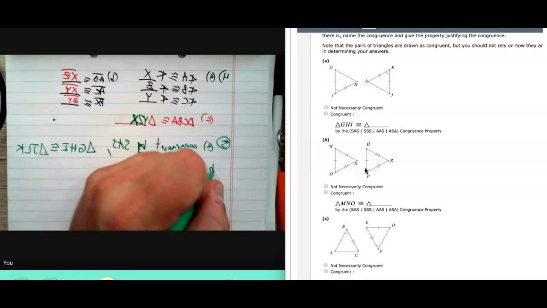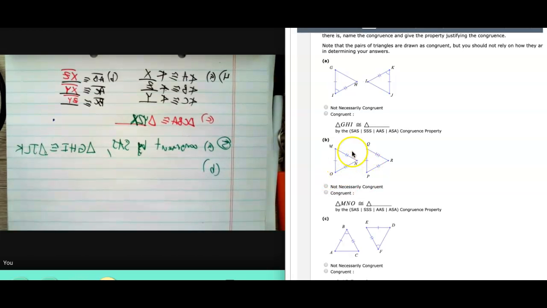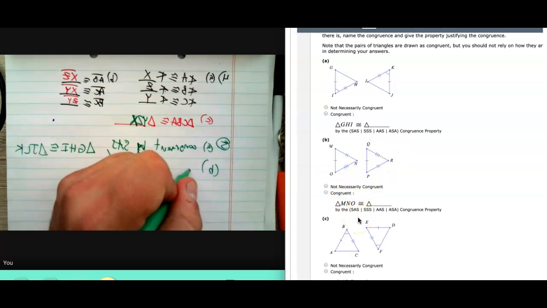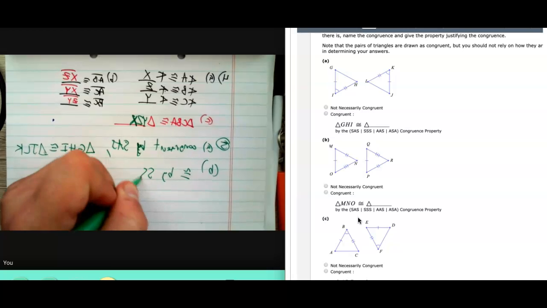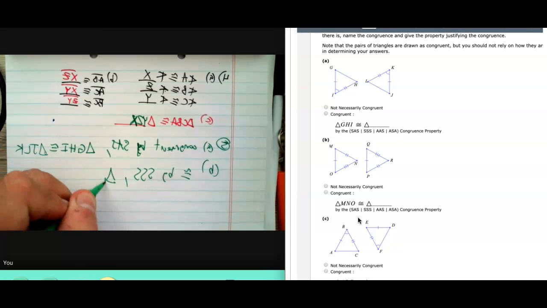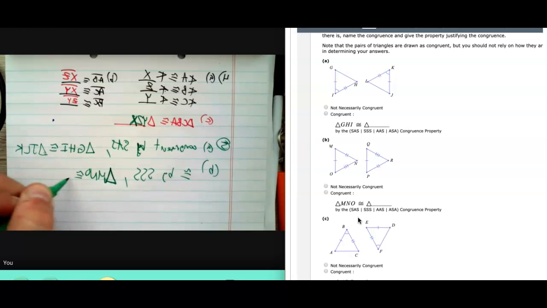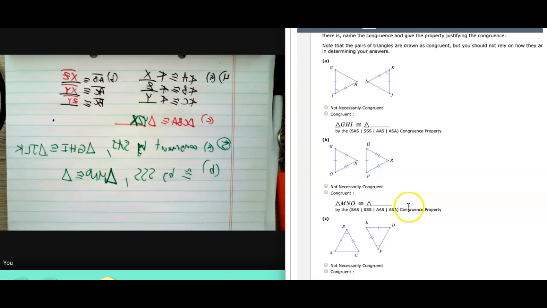B looks like side, side, side. All 3 sides of one triangle are congruent to all 3 sides of another triangle. So congruent by side, side, side. And then we have triangle MNO is congruent to triangle blank. Well, if you follow the pattern MNO, you see it's 2 tick marks, then 3 tick marks. Again, that's M to N to O. I'm tracing over 2 tick marks and then 3. So that's kind of what I'm thinking when I name the other triangle. 2, 3.